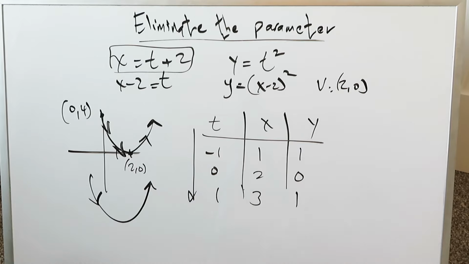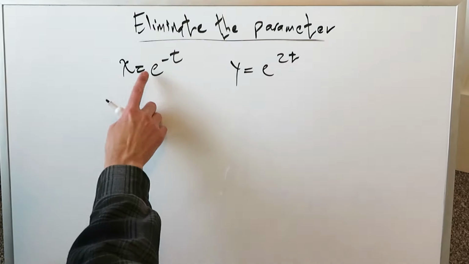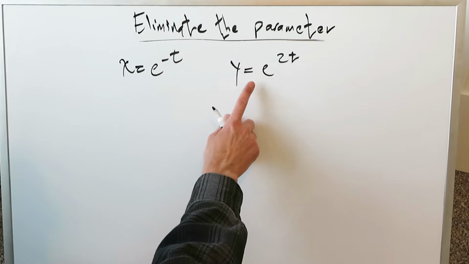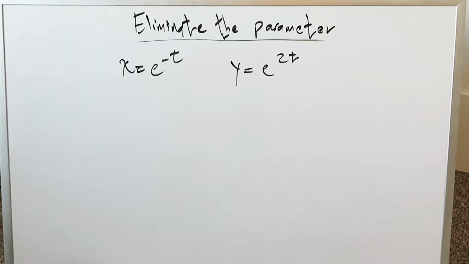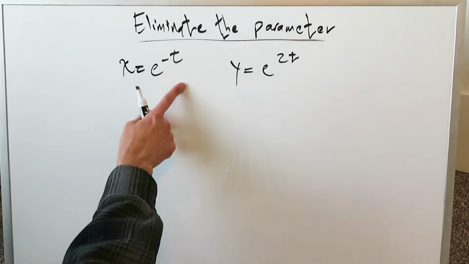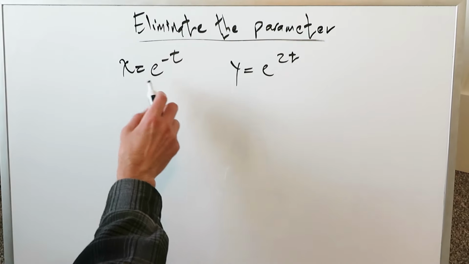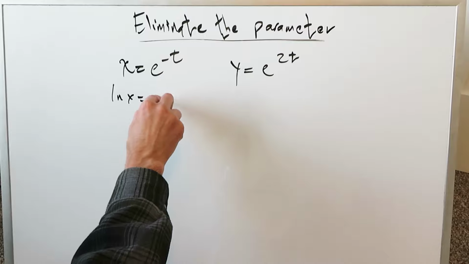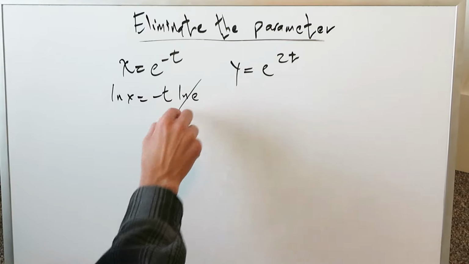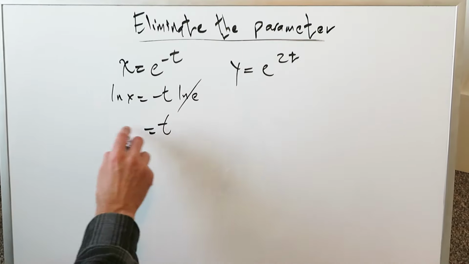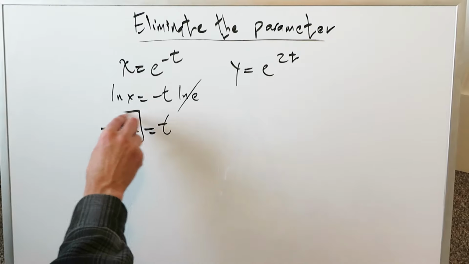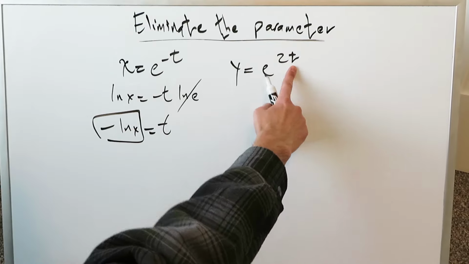We can look at another one now. How about this one? We have x is equal to e to the power of minus t, y equals e to the power of 2t. These are parametric equations. You can start from here and solve for the t. You'll have natural log x is equal to minus t natural log e, which is 1. T here is equal to minus natural log x. This here can substitute right over here.